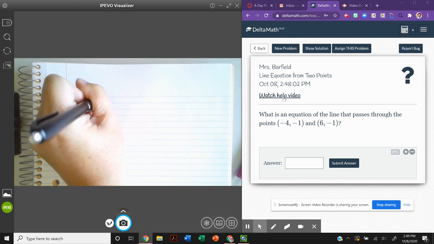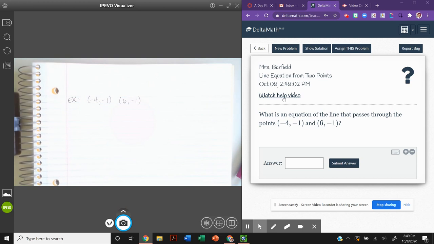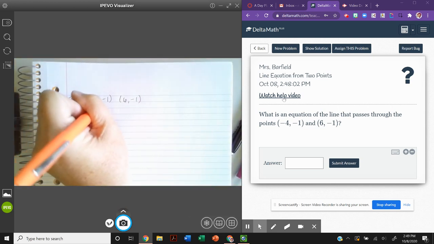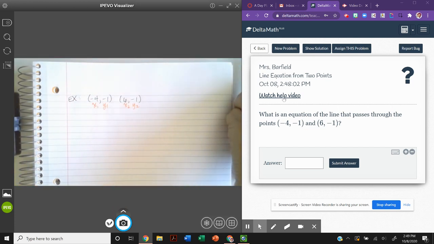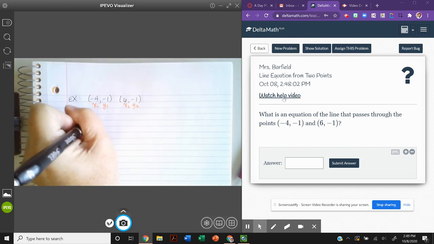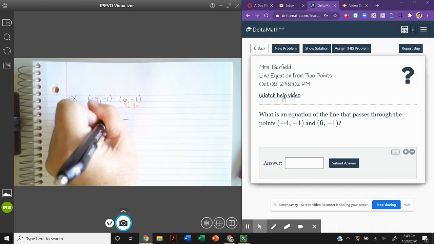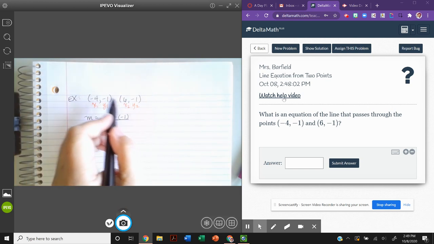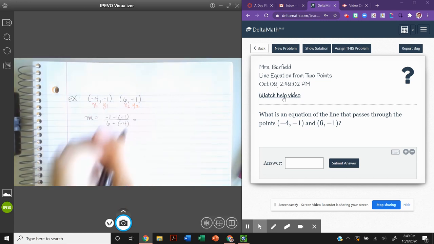So I have -4, -1, and I have 6, -1. So I need to find the slope first. So x1, y1, x2, y2. And I'm going to say, all right, m equals, okay? And if you need to write the slope formula, please do. So I'm going to take y2, which is -1, minus -1. And then I'm going to take 6 minus -4, 6 minus -4.